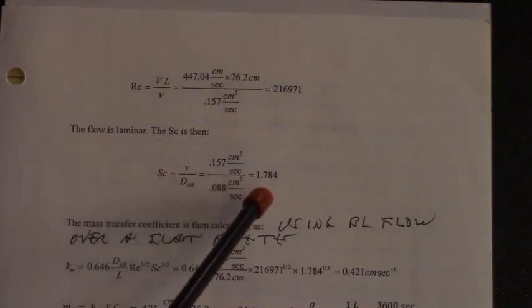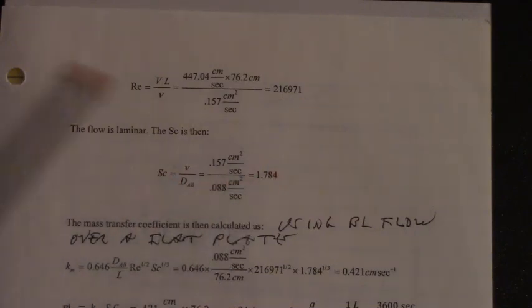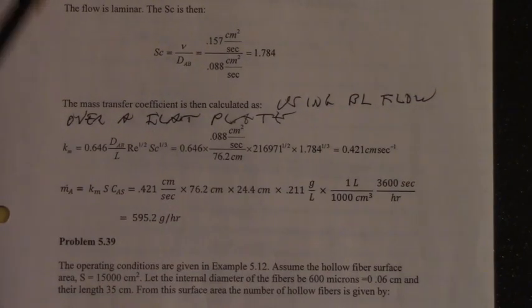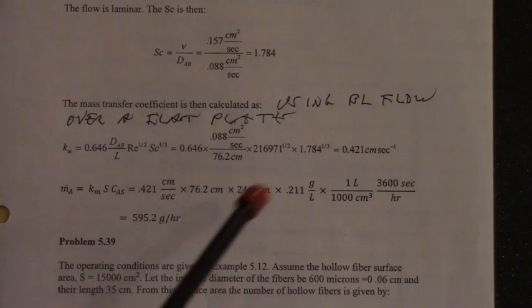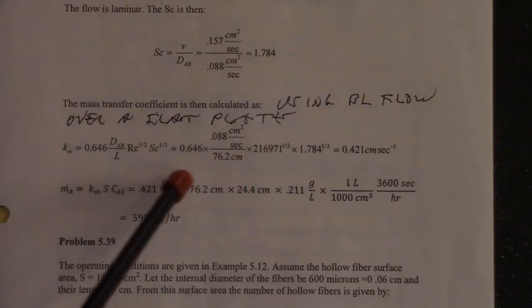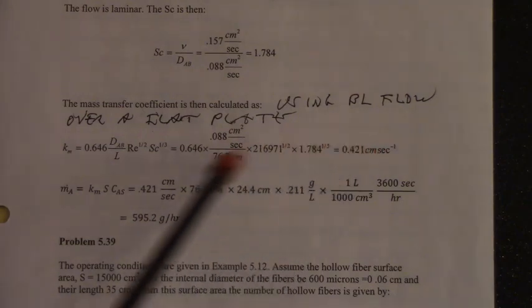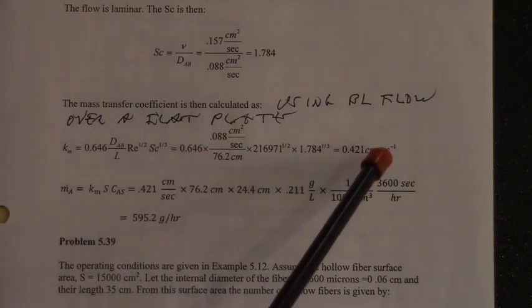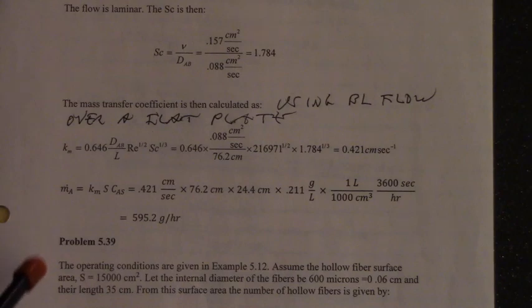Calculate the Schmidt number, which comes out to be 1.784, which makes sense since we're talking about gas mass transfer of the chloropicrin. And then the mass transfer coefficient for laminar boundary layer flow over a flat plate is given by this expression right here. Pop in all the numbers. We get a Km of 0.421 centimeters per second.